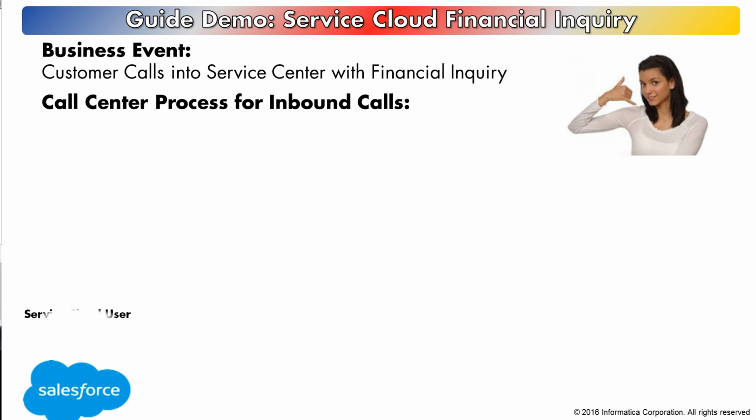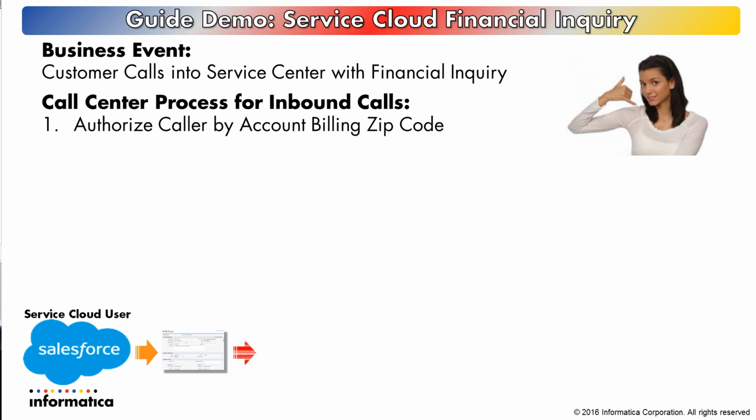To walk through the process, somebody calls in, a Service Cloud user answers the phone, and the first step is to authorize the caller by their account billing zip code. It's a relatively straightforward step, but we want to make sure that they follow it every time, and that there's some level of enforcement above and beyond just making sure that they've done it. We actually want to be able to audit some of these things.